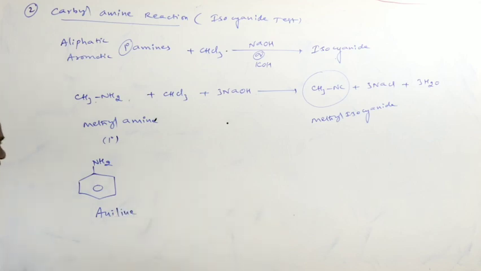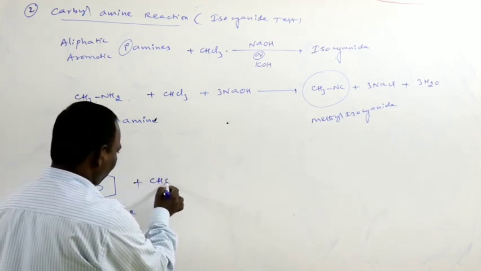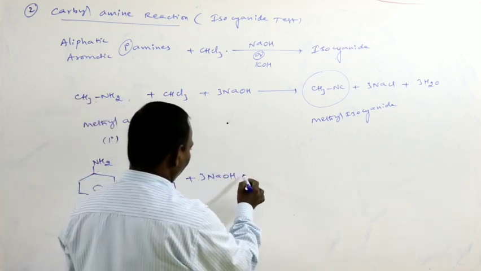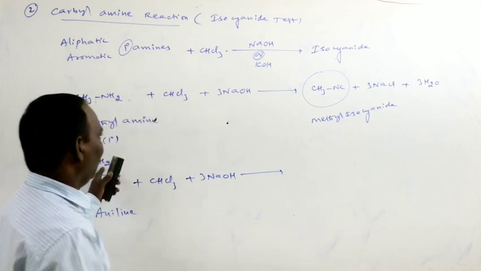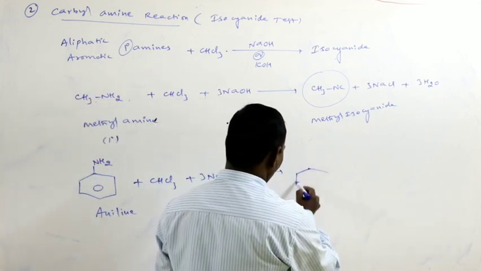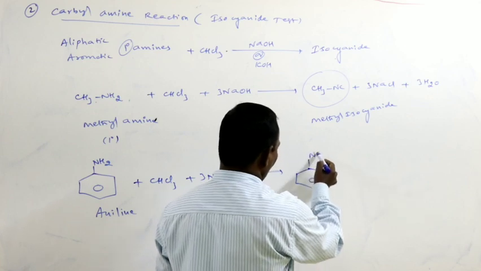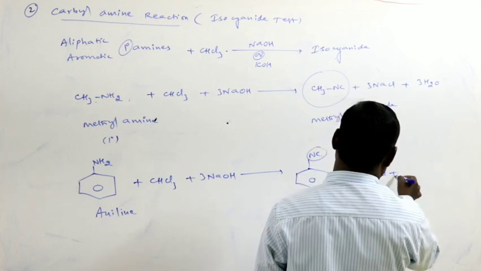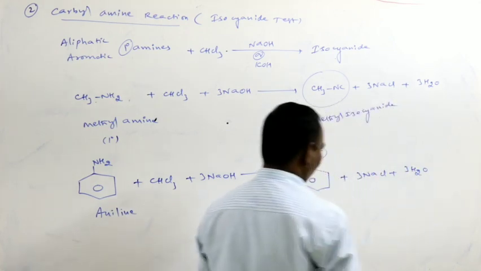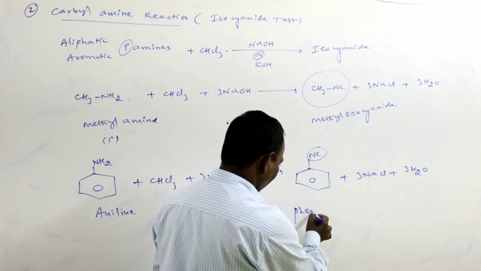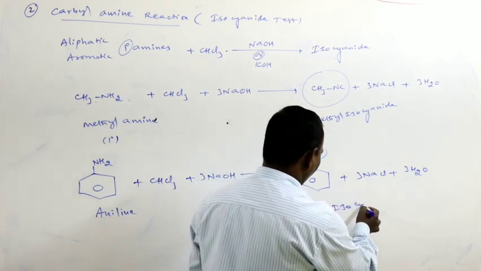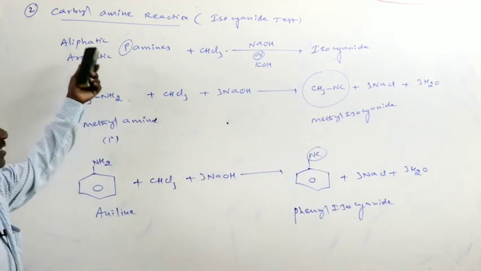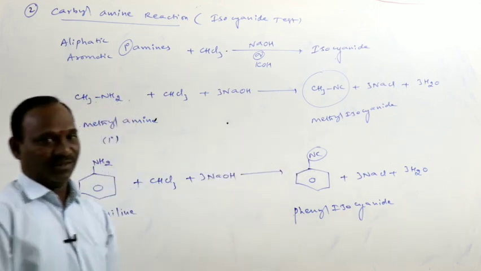Similarly, if an aromatic primary amine is taken, that is aniline, C6H5NH2, this aniline reacts with chloroform in the presence of a base like NaOH or KOH. Similarly, this primary amine is converted into isocyanide, C6H5NC, phenyl isocyanide, plus 3 moles of sodium chloride plus 3 moles of water. This method is helpful to prepare only isocyanides.